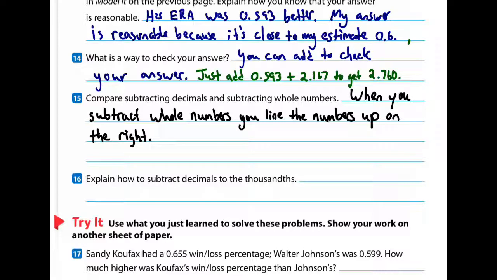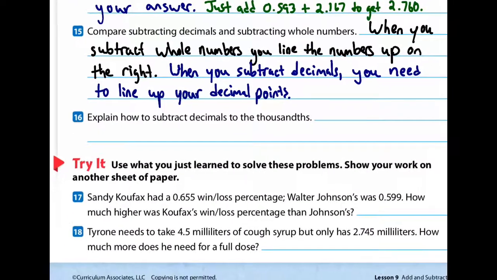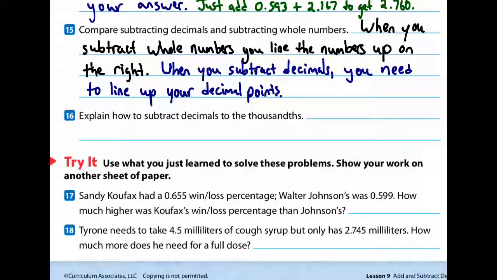But now I'm going to compare that to decimals. So I said when you subtract decimals, you need to line up your decimal points. Now you could have said something different, and that's fine. These are just how I compare them. All right, now if you want to take any ideas from mine, feel free to add them to your answer.